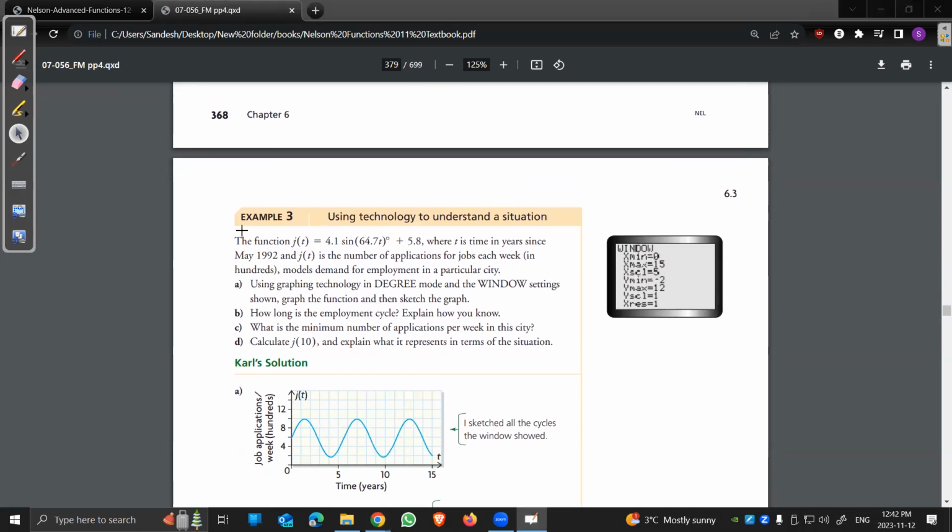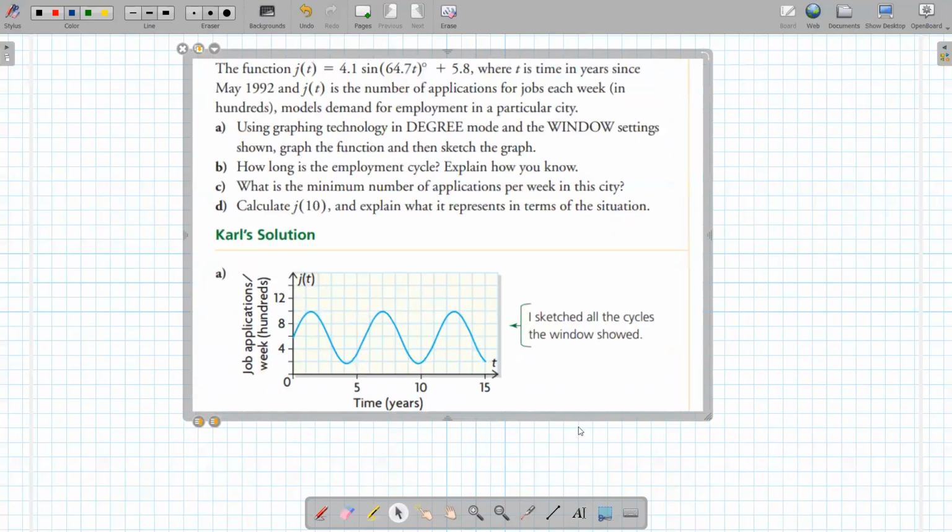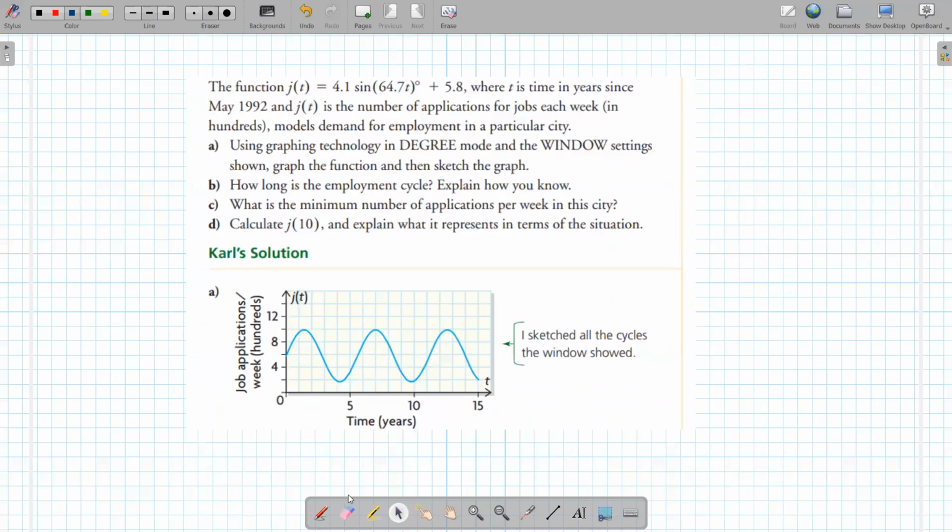Let's look at this function. So they got the graph from a graphing calculator. We could have gotten it from Desmos, but it's whatever here. All right. So what is the question? We're given a graph. The equation of that graph is up here. It says, how long is the employment cycle? So what are they asking us here? They're asking for the period. Okay, what's the period?